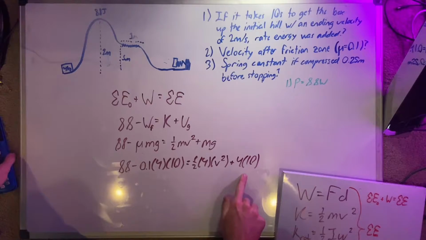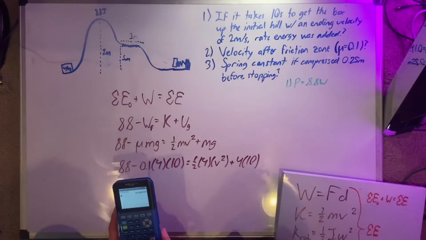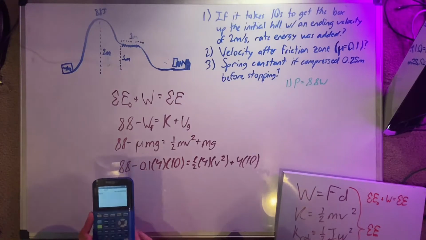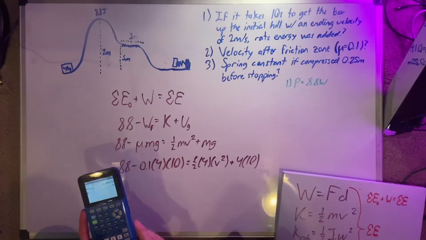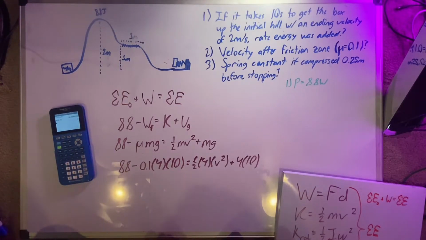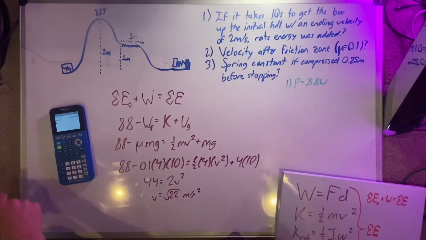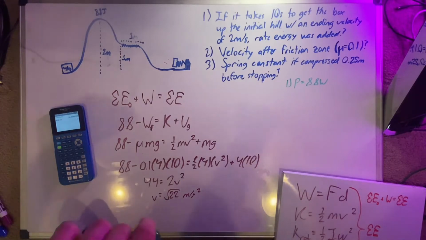Okay, now we can simplify all of this down. 88 minus this number minus that number. 88 minus 4, because 0.1 times 10 is 1, minus 40 is 44. So we are left with 44 is equal to 2v squared. So 22 is v squared, which means v is equal to root 22 meters per second after the friction.